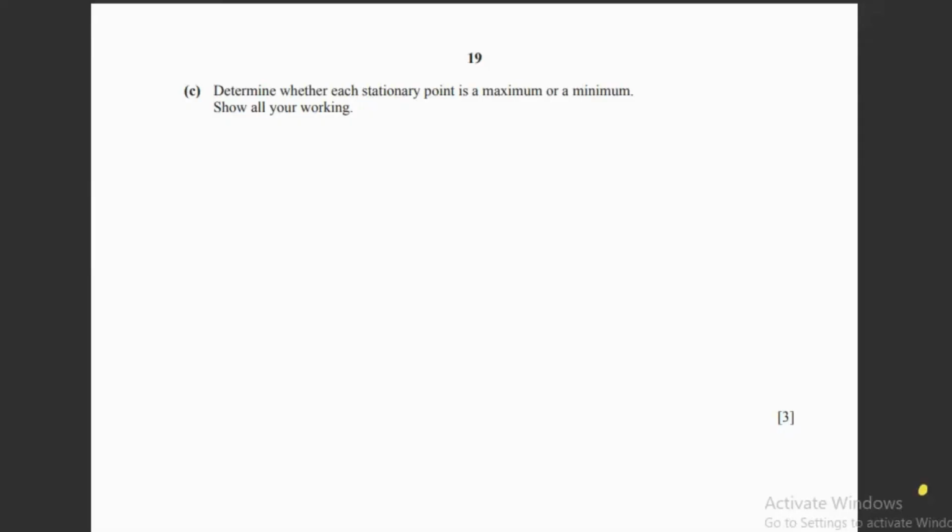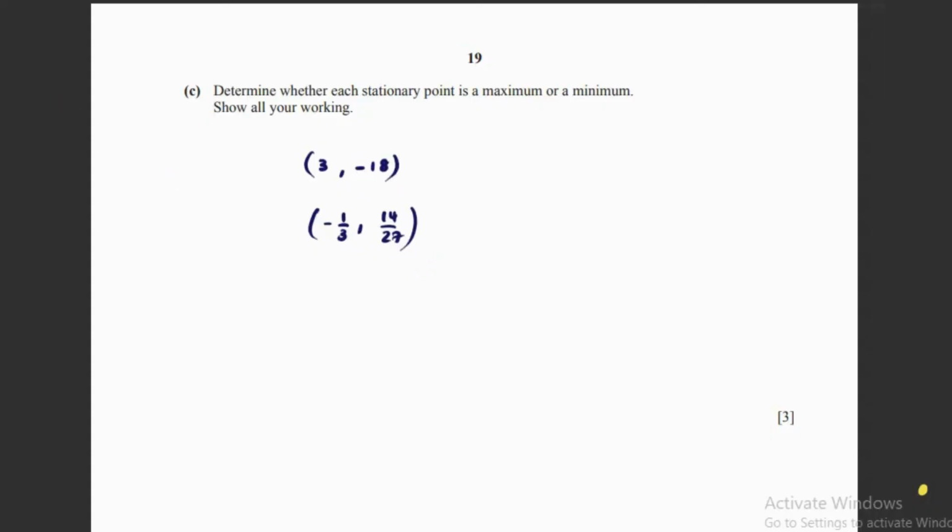In this question that is given to us, we are supposed to determine whether each stationary point is a maximum point or a minimum point, and we need to show our workings. Now we got the two coordinate points previously: 3 and negative 18, and negative 1/3 and 14/27. What we're going to do is identify which one is the maximum and the minimum value.